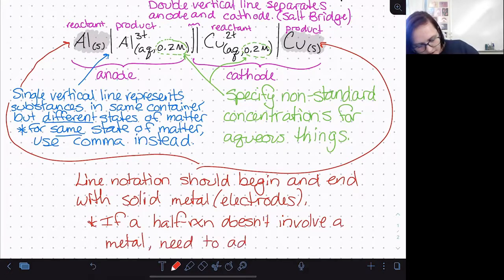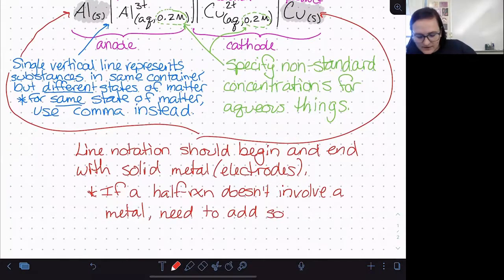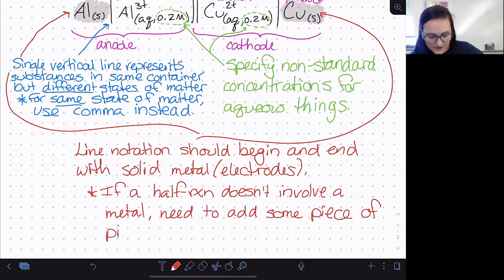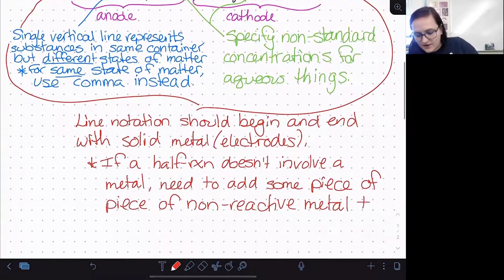And this is where it's important to recognize that the line notation is representing the physical setup and not just the chemistry. The chemistry is an important part of that, but we're actually representing more than just the reaction. Because if your half reaction doesn't involve a metal, we need to add some piece of non-reactive metal just to conduct electricity. We need some way for electrons to get into that solution or leave that solution, depending on whether it's the cathode or the anode.